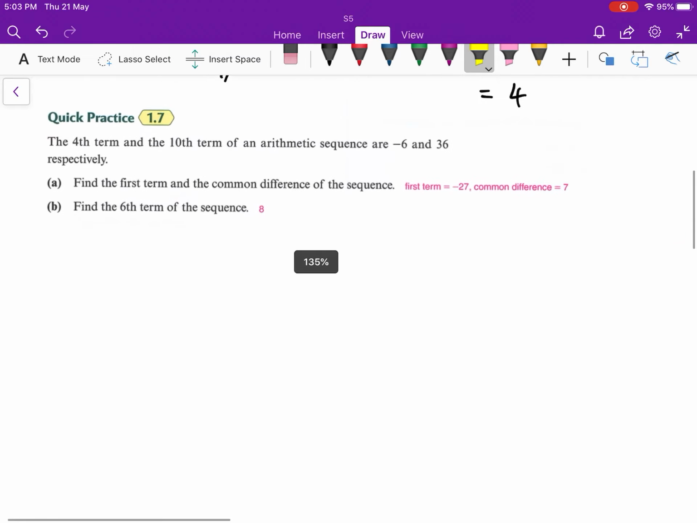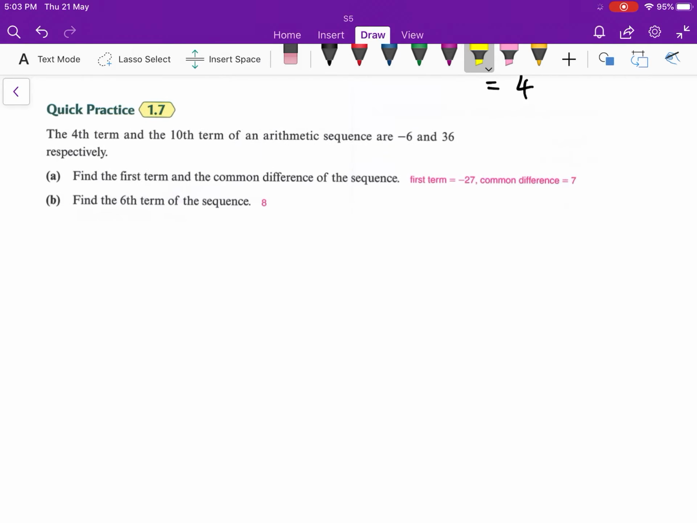So let's take a look at the types of questions. Here you can see that the question tells you this is an AS. No matter what kind of question, just use the general term, Tn equals A plus n minus 1 times D. Then they will give you some hints. For example, they will tell you that T4 and T10 are -6 and 36.